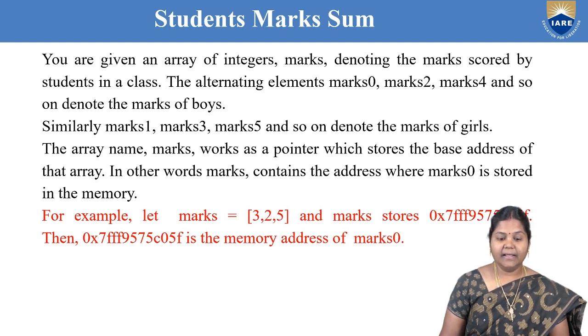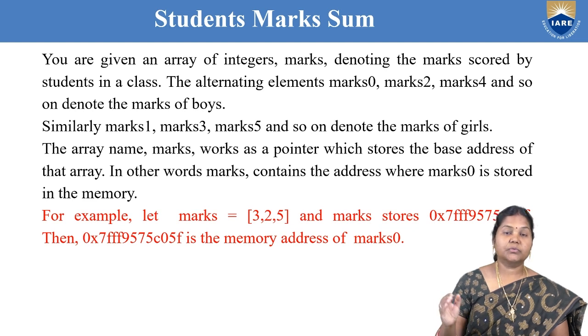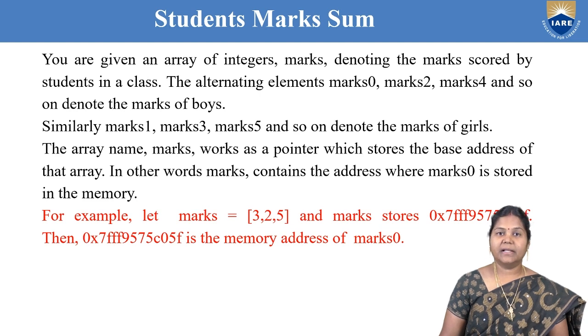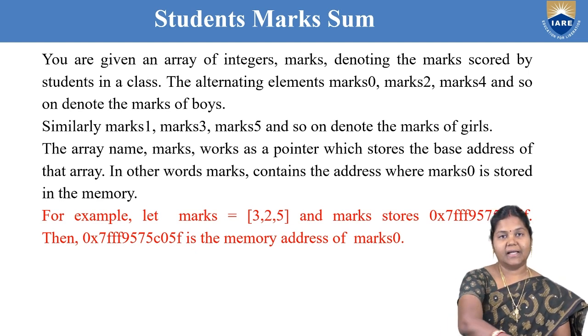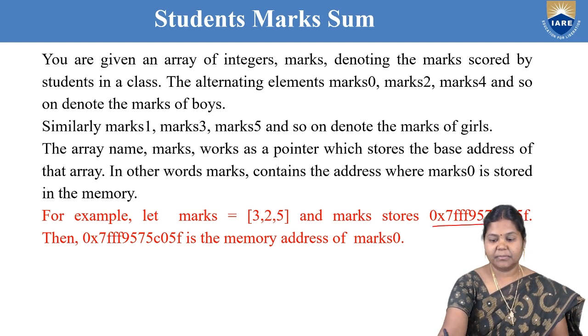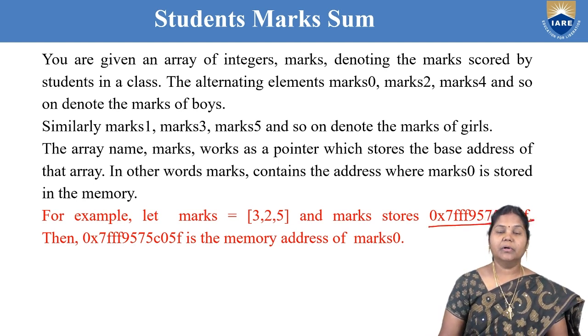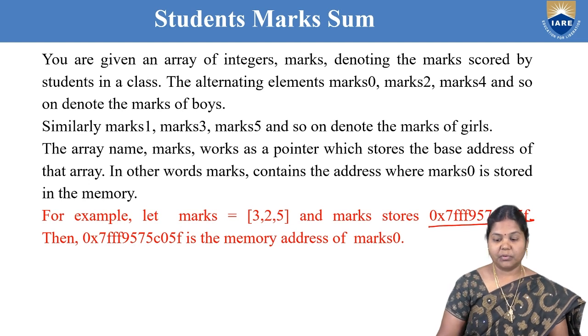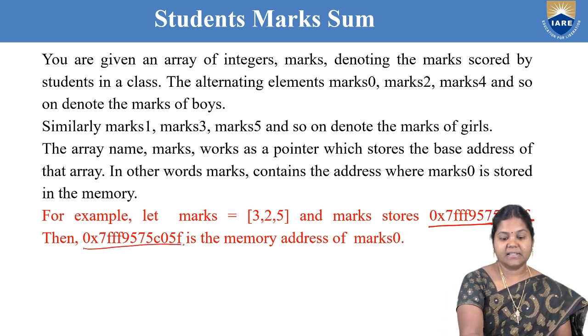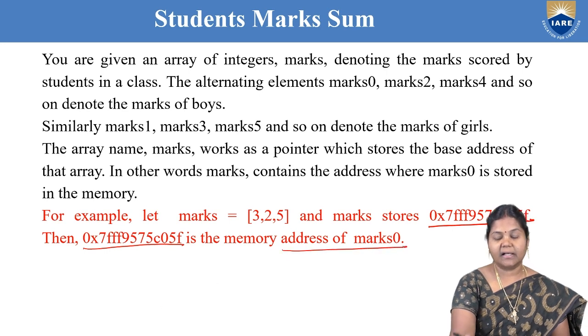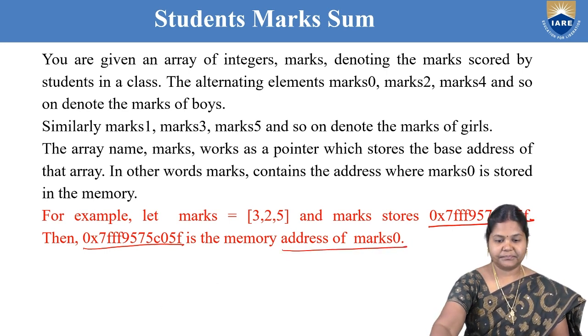Now the array name marks works as a pointer, which stores the address of the array. Marks of 0 is stored in so and so address, marks of 1 is stored in so and so address. Let us take one example. Suppose marks is equal to 3, 2, 5. The marks array will have an address in memory. Suppose this is the address in memory. This is a very big hexadecimal address. Your system will give you an address of your RAM location, and this is nothing but the starting address of the array, or you can say this is the address of the marks 0 location.